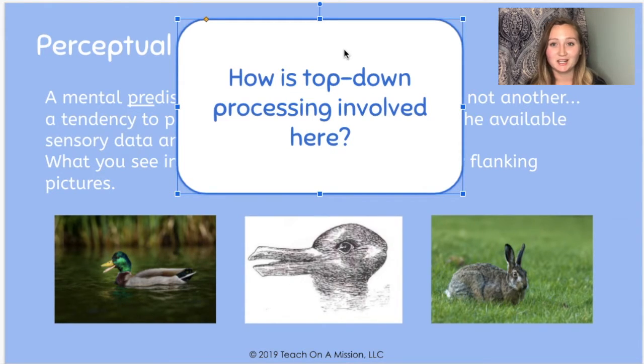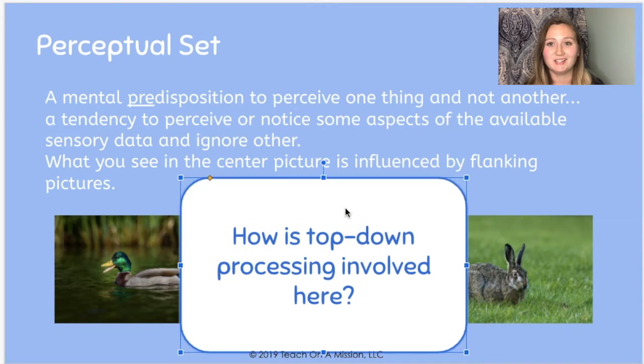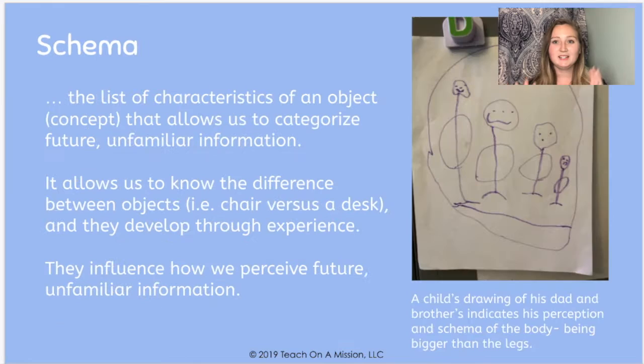Okay, did you see a duck or did you see a rabbit? You probably saw both, and it's even oriented the same way. You probably saw both, but you could only see one at a time. You can't see the duck and the rabbit at the same time, right? So, how is top-down processing involved here? We're going to discuss that question in class tomorrow, so make sure that you can actually give me an answer to this one.